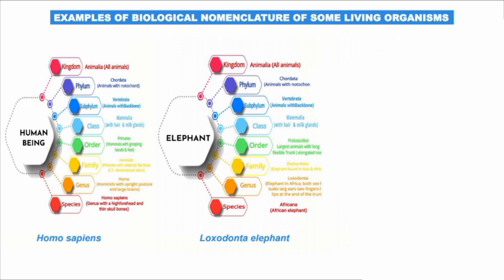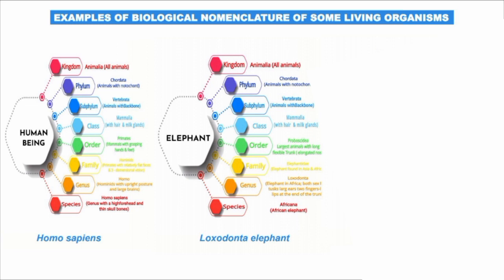But under class, they are still mammalian, with hair and milk gland. But under order, okay, the difference in under order, they are Proboscidea order. Elephant is under order Proboscidea. These are largest animal with long flexible trunks, elongated nose. They have long elongated nose. And family, African elephant is Elephantidae, how it is supposed to be pronounced. These are elephant found in Asia and Africa, okay?